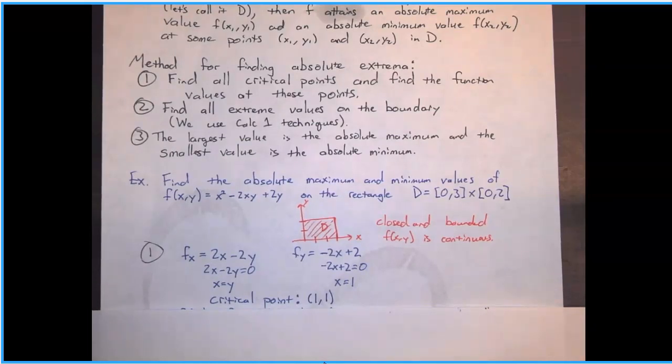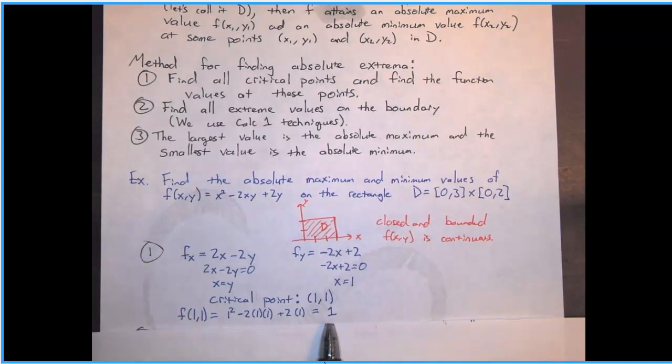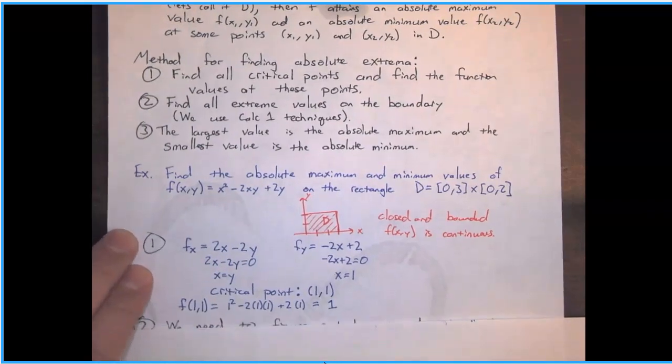Now from this point, I could use the second derivative test, calculate the discriminant, and figure out what kind of critical point this is. But I'm going to skip that and just find the function value and say, okay, at the end, I'm just going to compare a bunch of function values. So let's just see what the value of the function is there. And the value of the function at (1, 1) is 1. I just plug (1, 1) into this function. I get 1 as my answer. So that's the first step. That's what we've done before.